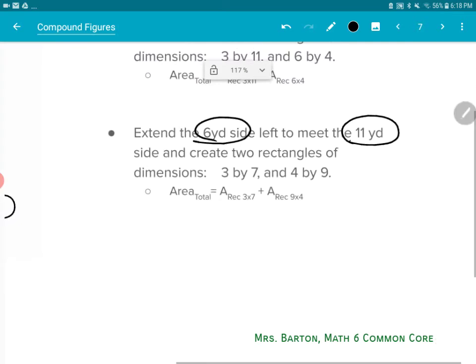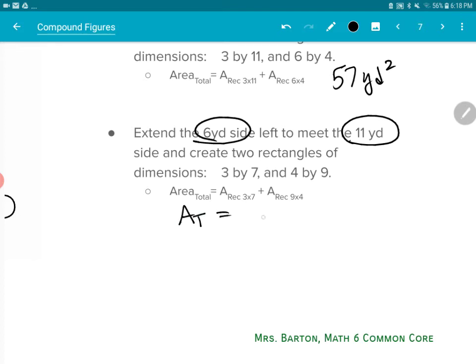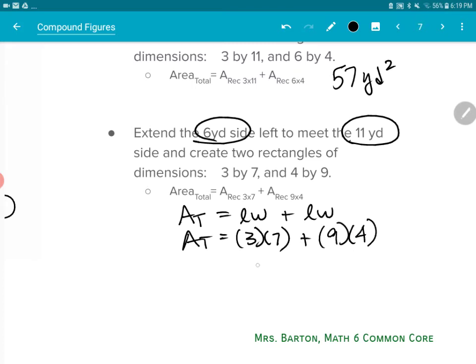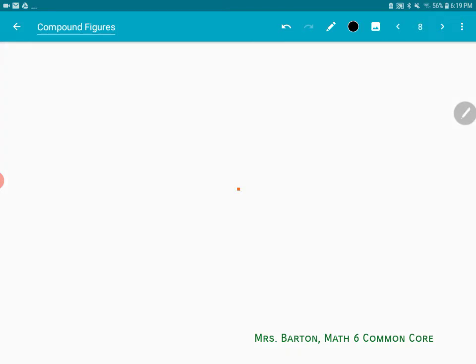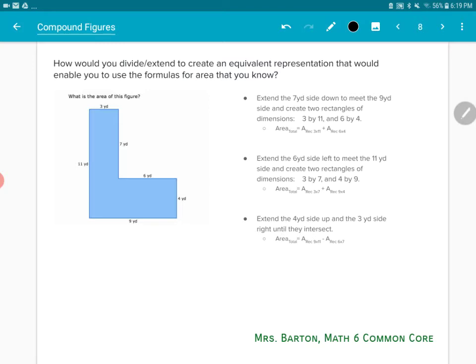Okay, so remember we had 57 yards squared from the previous method. This will be area total equals LW, formula for rectangle, LW. And we'll have a 3 by 7, that's 21, plus a 9 by 4, that's 36, and 21 plus 36 is 57 square yards. Okay, now we have confirmation, but let's just do it that third way in case that's your way that you enjoy doing this.